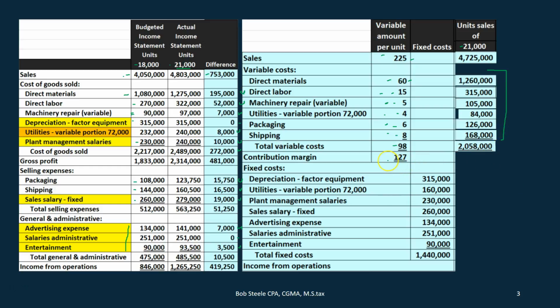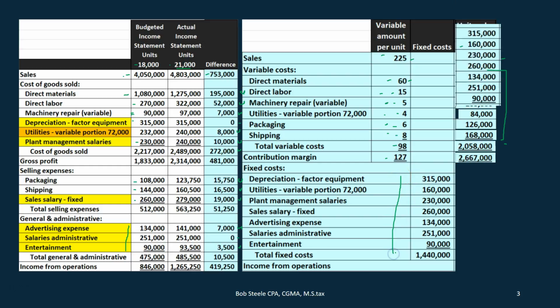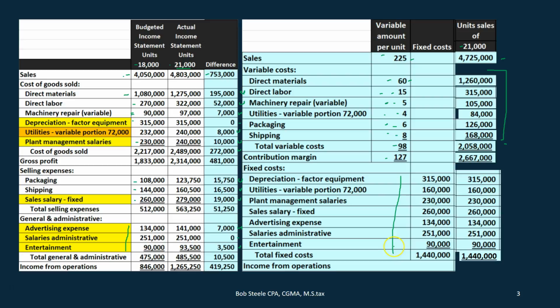Same thing for the contribution margin. The contribution margin being the sales less the variable cost. The 127, we could take that times the 21,000, or we can take the sales less the variable cost to get the contribution margin total, 2,667,000. And then the fixed costs are nice and easy. That's why we broke them out down here. We just pull those over. They're all the same. Fixed costs will be the same.